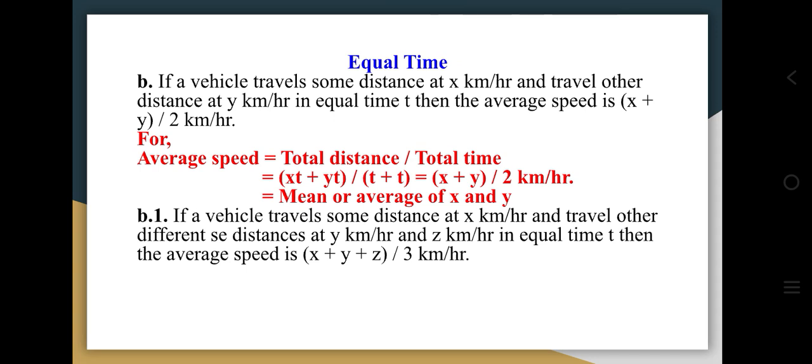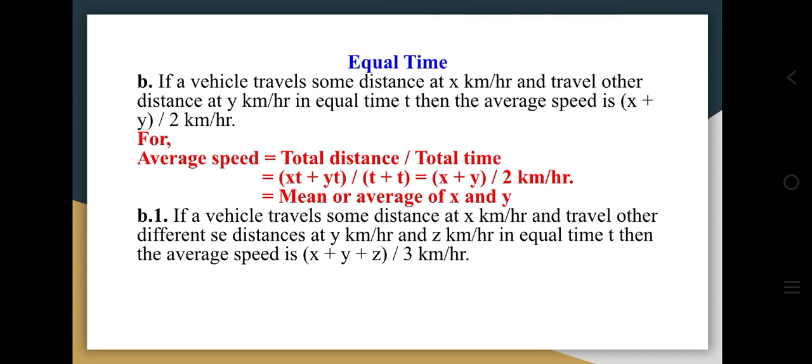What is the total time taken? The total time is t plus t, that is 2t. So the average speed is xt plus yt by t plus t, that is 2t. If we cancel t, which is common in both numerator and denominator, we get x plus y by 2. So in this case, when the time is equal, the average speed is x plus y by 2, which is the usual mean or usual average of x and y.